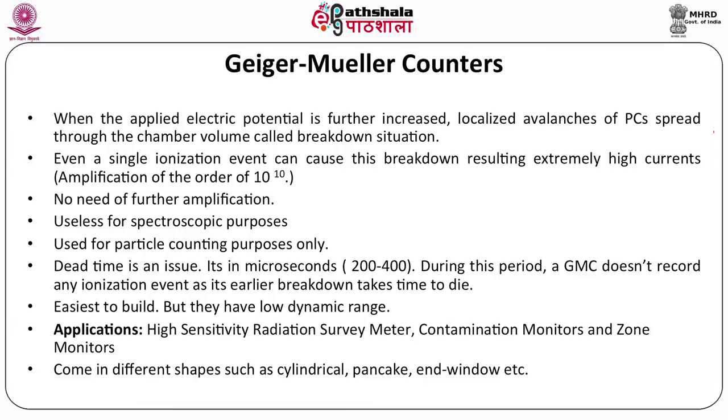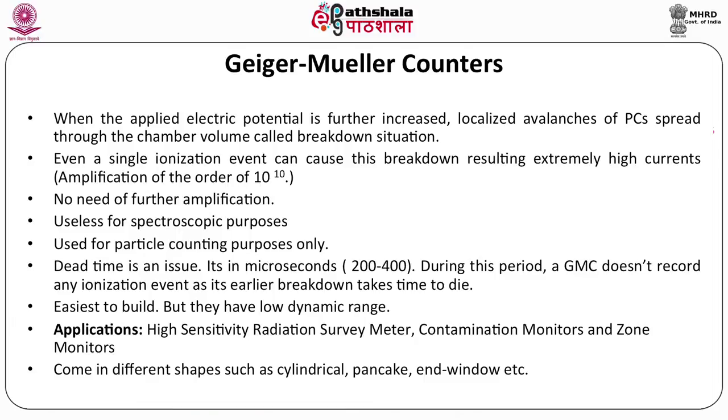What is the amount of amplification here? 10 raised to power 10. With ion chambers, there was no amplification. With proportional counter, it was 10 raised to power 3 to 10 raised to power 4. And with Geiger-Müller counter or GM counter, it is 10 raised to power 10. So in this case, no need of further amplification. It is useless for spectroscopic purposes because it will not be able to differentiate between two different energies. Both of them are causing breakdown in the entire detector, and the same pulse height is achieved for any kind of radiation.